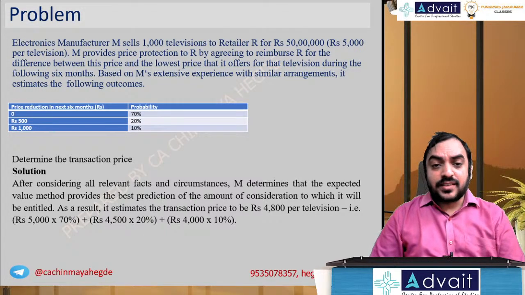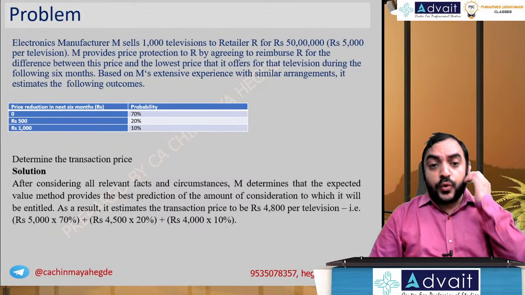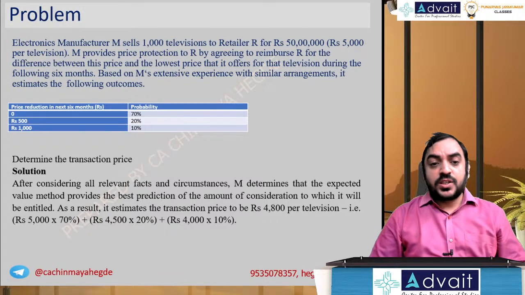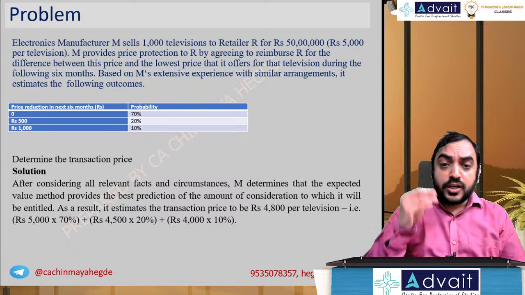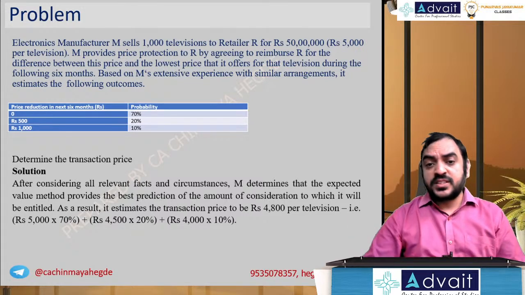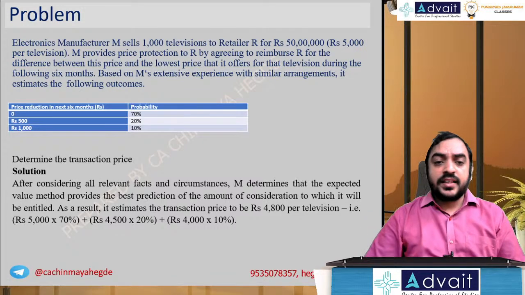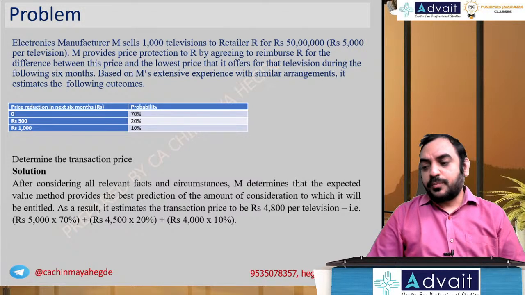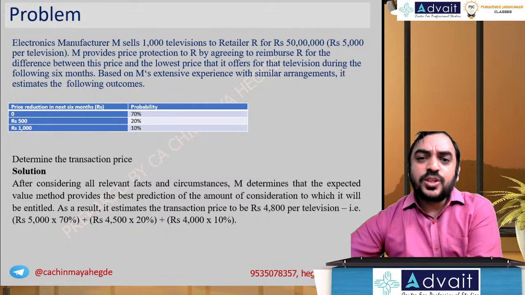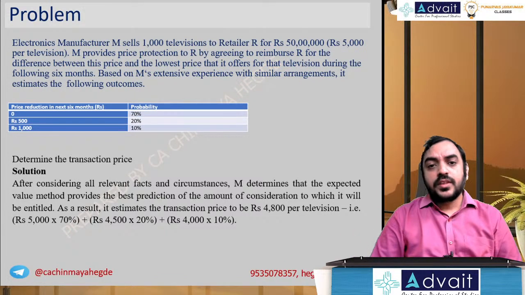Based on M's extensive experience with similar arrangements, it estimates the following outcomes. Price reduction in the next 6 months: 0 reduction, 70% probability; 500 rupees reduction, 20% probability; 1000 rupee reduction, 10% probability; and then the total 100%. Determine the transaction price. So transaction price, as per the steps in Ind AS 115, we had 5 steps.